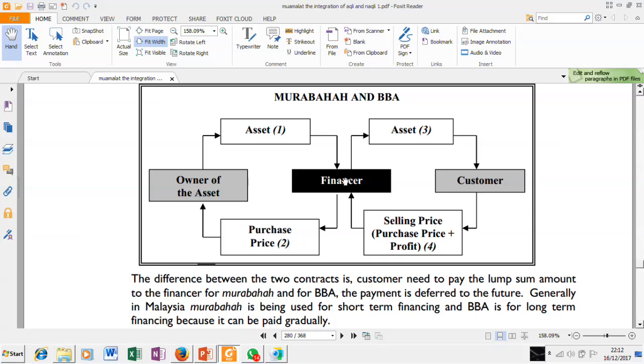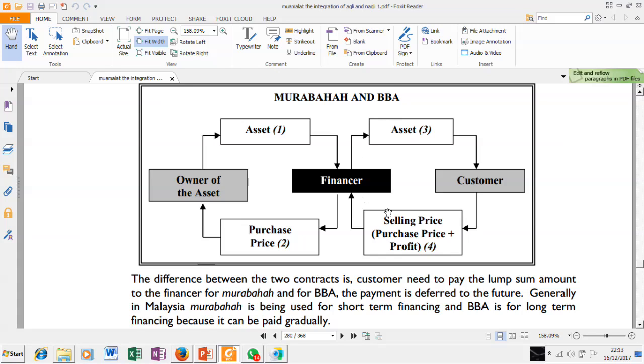Then the asset will be sold to the customer at a certain price, and that price consists of the purchase price plus profit. This is the markup basis. Murabaha is actually markup. The financer will mark up a certain percentage of the purchase price plus the profit to the customer. Some of the scholars also call this a markup cost product.